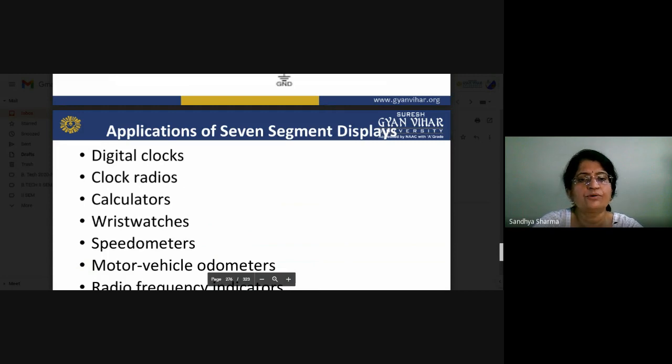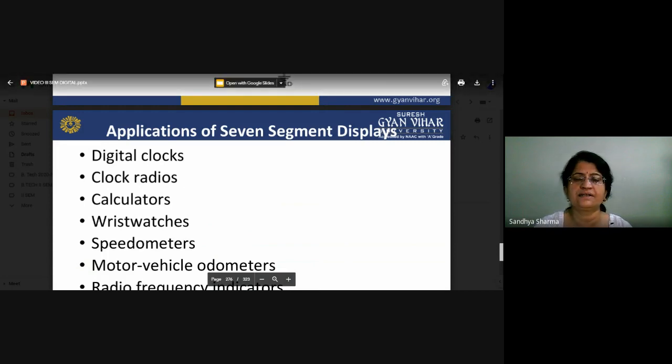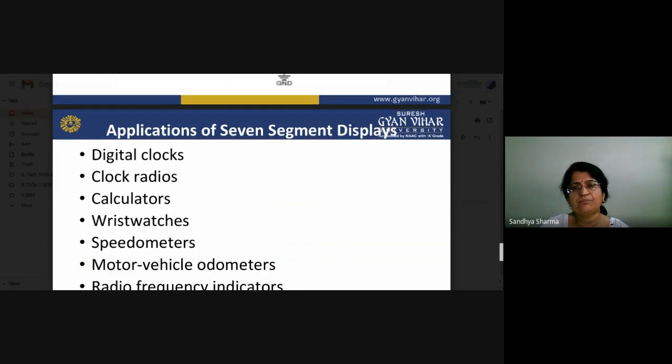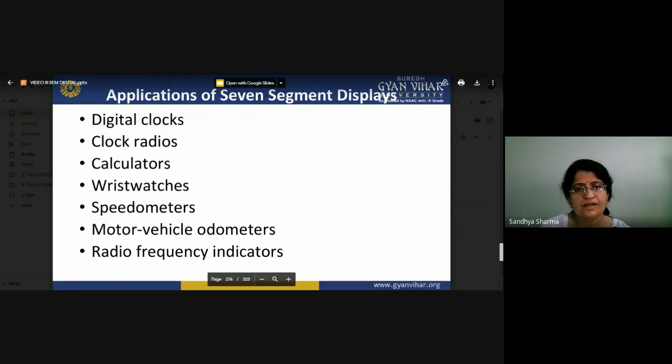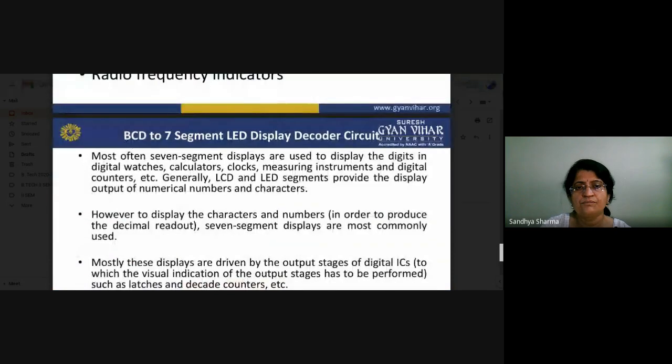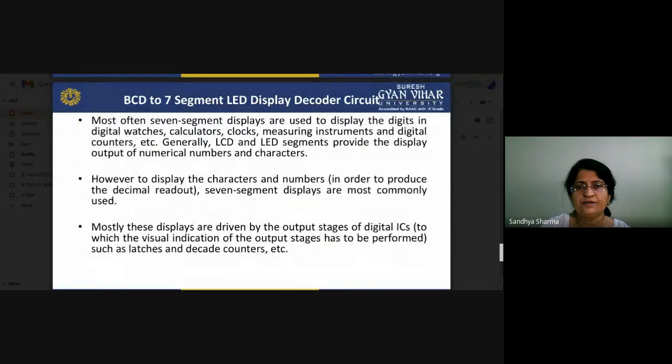motor vehicle odometer, radio frequency indicator. So these are the different applications of our seven segment display devices, and we are using the display devices for this hardware part. Now, the BCD to 7 segment LED display decoder. There are also decoder circuits, and now how will it work out. Most often 7 segment displays are used to display digits. Where are we using the 7 segment display? We are using 7 segment display devices in digital watches, calculators, clocks, measuring instruments, and digital counters.